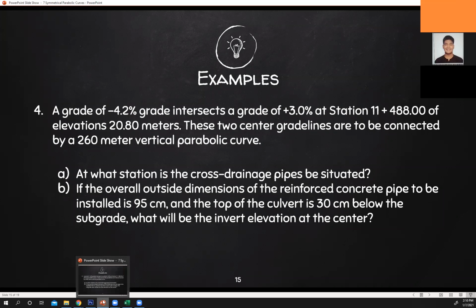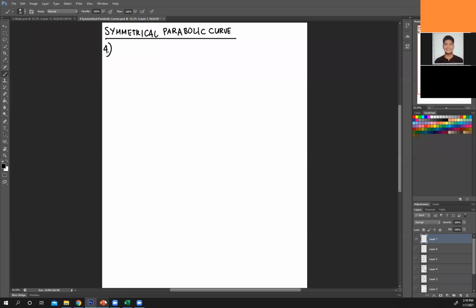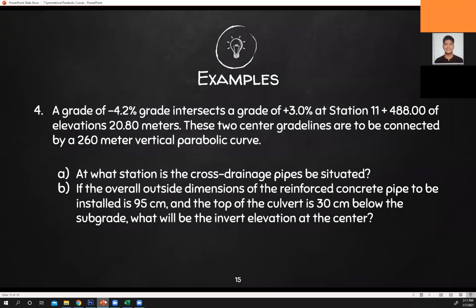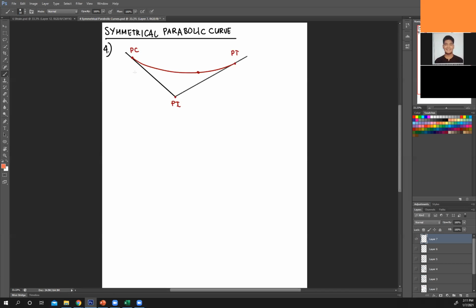Okay. So we have, let's draw first. So we have negative 4.2, positive 3. And if we draw our parabola, so this is your PC, this is your PT, this is your PI. What else is given? Negative 4.2, positive 3.